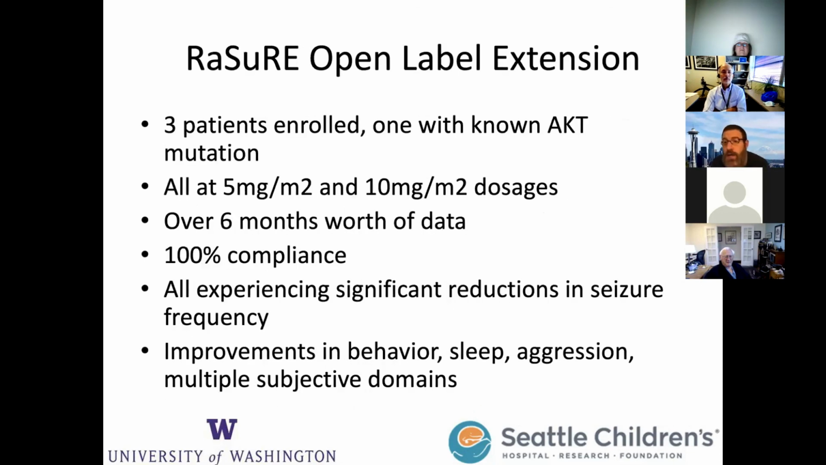It turns out 3 of the kids that were enrolled on the phase 1, 1 in the first cohort, 2 in the second cohort, had such substantial reductions in their seizure frequency that they asked us to continue on drug after the phase 1 trial was over. So we went back to the FDA and we negotiated with them an expanded access plan called an open label extension, in which we're able to keep 3 of these children on drug, originally off study, now on the OLE.